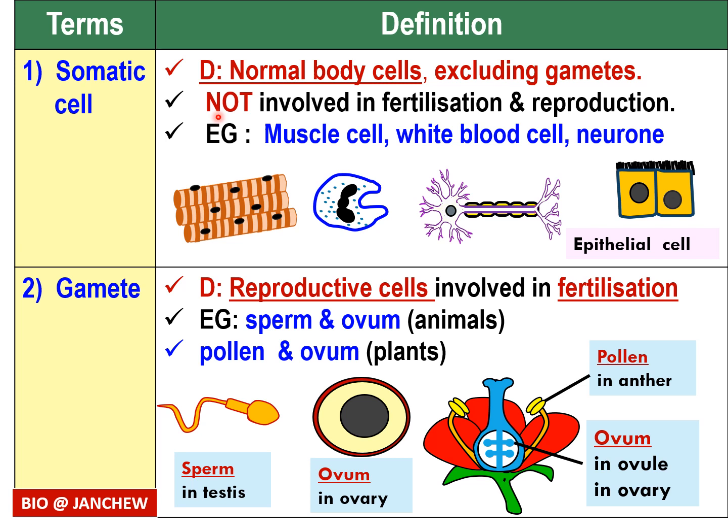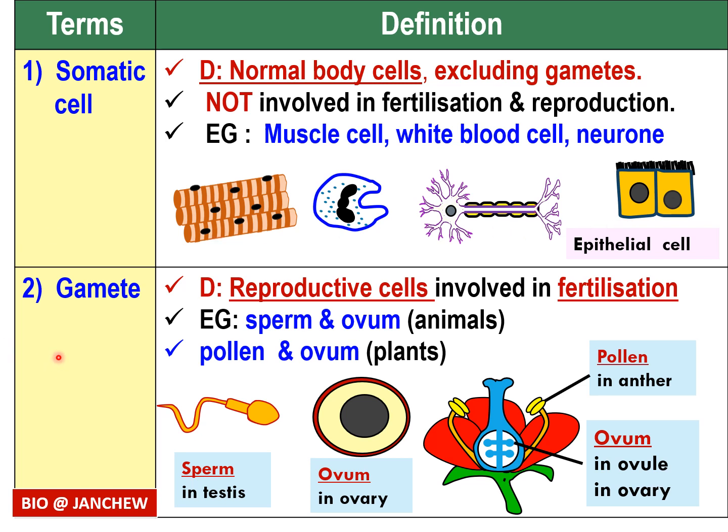And somatic cells are not involved in fertilization and reproduction. They have other functions, okay? So examples are muscle cell, white blood cell, and neuron, okay? For example, the first one is a muscle cell. The second cell here is white blood cell. The third one here is a neuron. What is a neuron? A nerve cell. And the fourth one here is an epithelial cell, okay? So be able to state some examples of somatic cells. They are not involved in the process of fertilization and sexual reproduction.